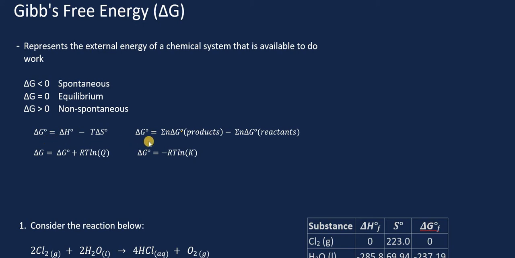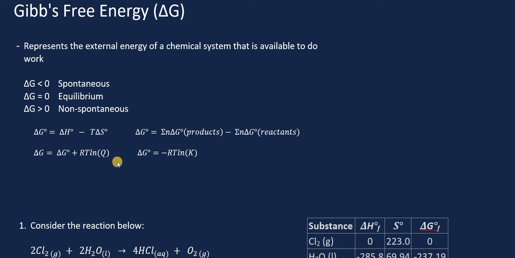And just as a note, these little degree symbols mean that this is happening under standard conditions. Now you can also apply Hess's law to Gibbs free energy, which means you can look up these Gibbs free energy values in tables for different compounds, and you can take the sum of your products minus the sum of your reactants, and that will also give you the Gibbs free energy for your reaction.